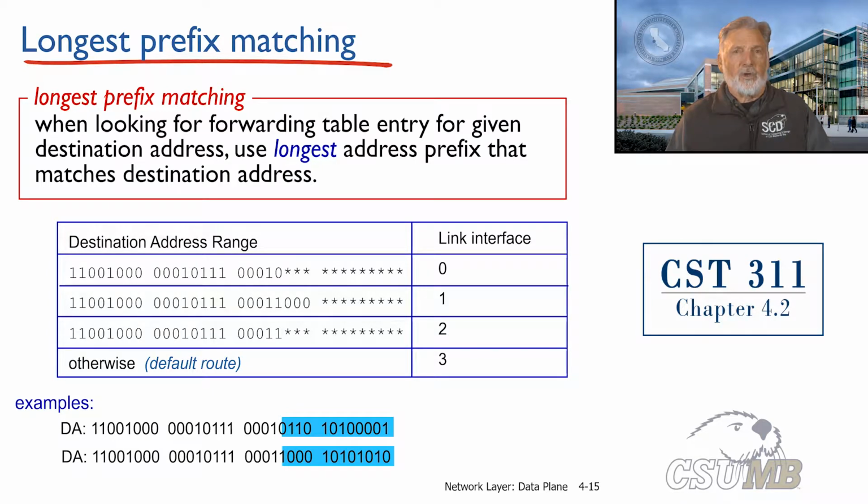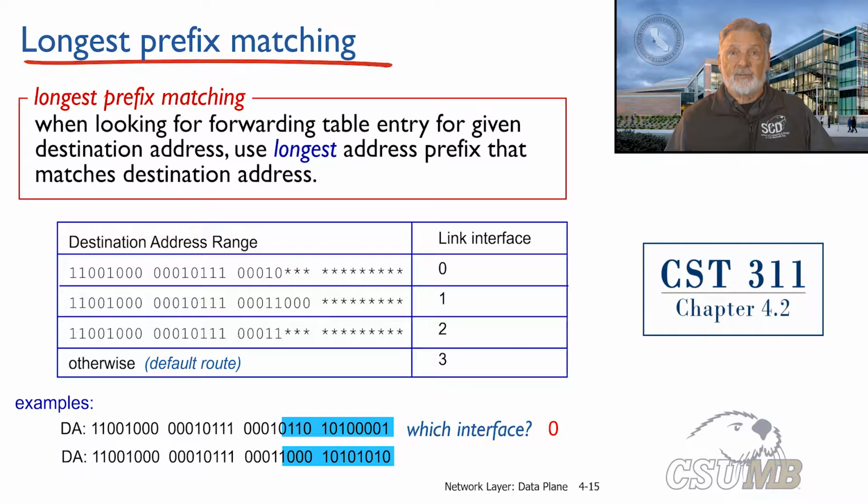In the first and third rows of this forwarding table, the last 11 bits of the 32-bit destination addresses are depicted with asterisks. In the second row of the table, only the last 8 bits of the destination addresses are depicted with asterisks. Looking at the first example at the bottom of the slide, the packet's destination address matches the first 21 bits of the address range of the first row of the forwarding table. So, this packet will be forwarded to link interface 0.